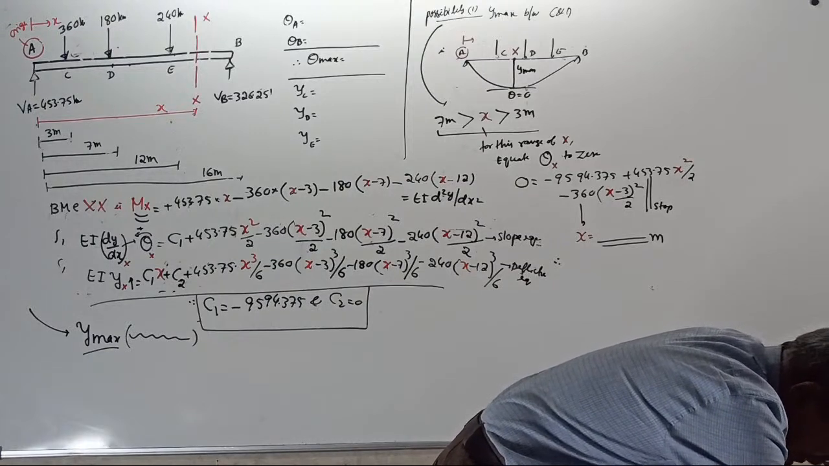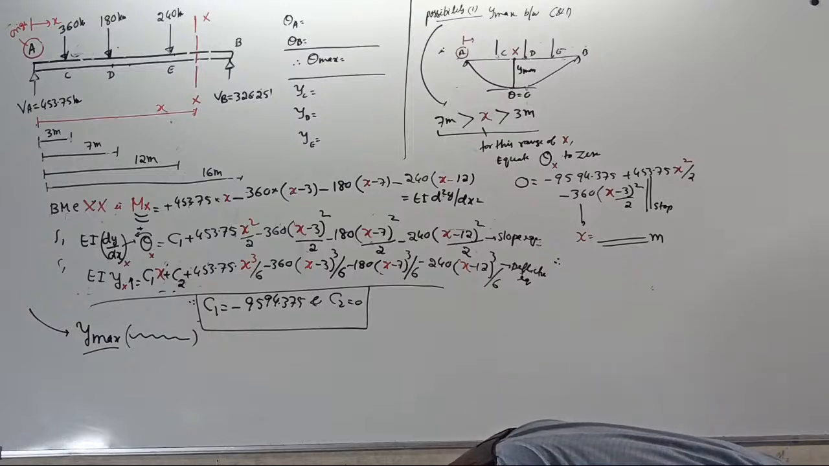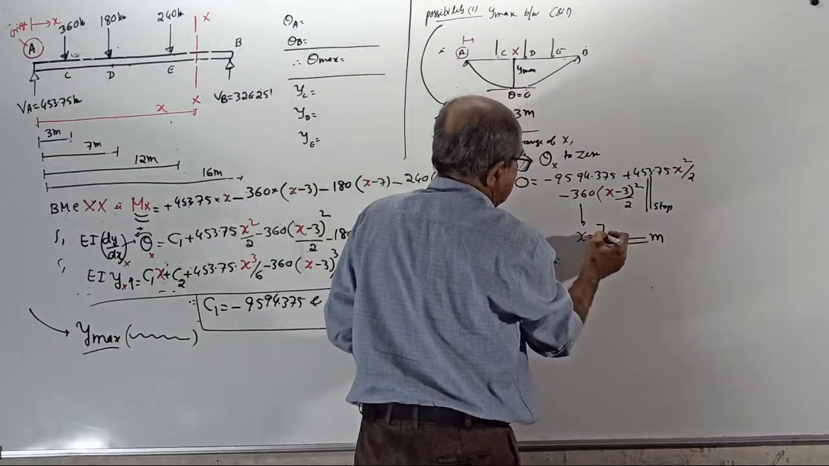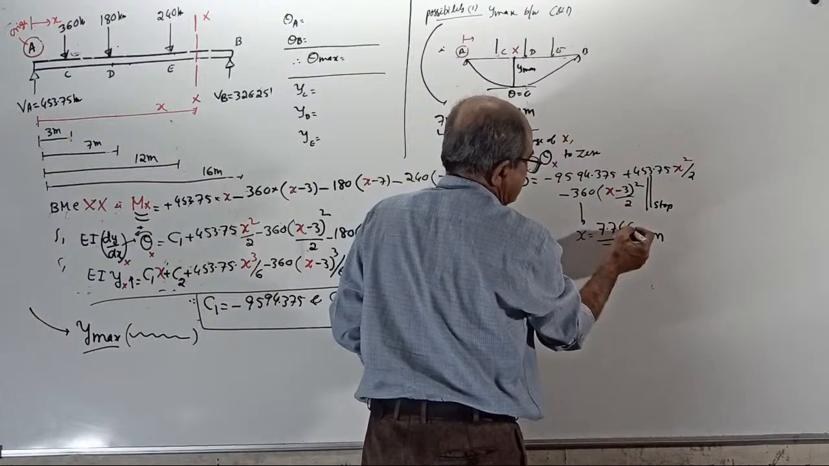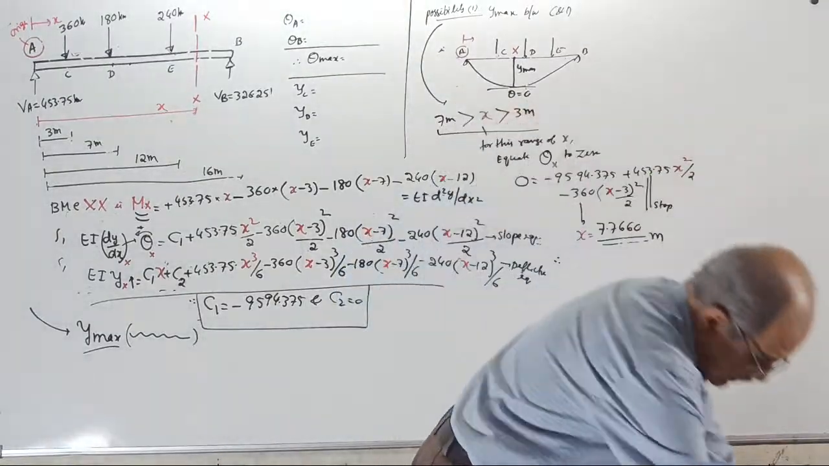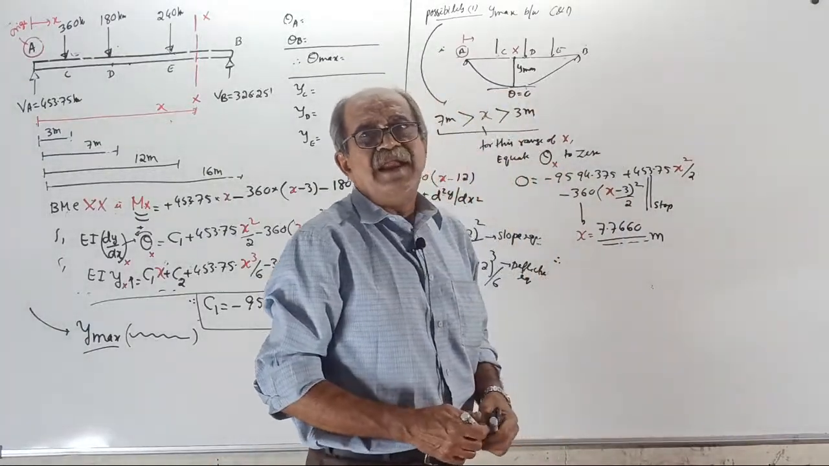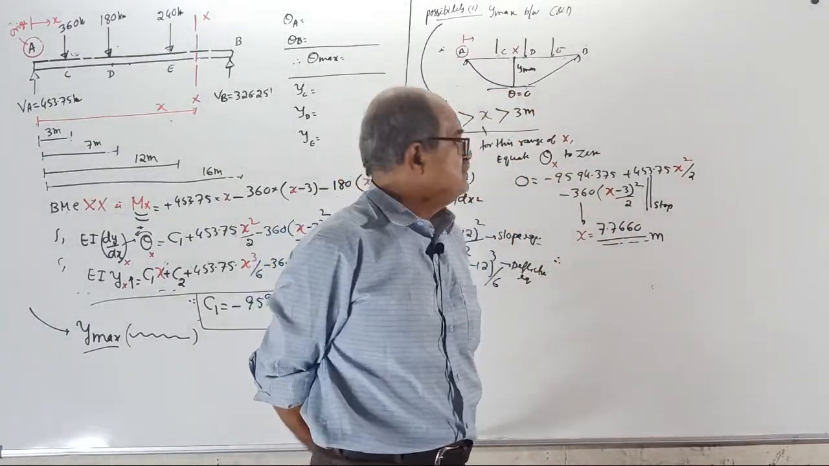See, I told you. 7.7660, okay, 7.7660 meter. Okay, now do one thing. Do not blindly write that therefore y is maximum at this point.